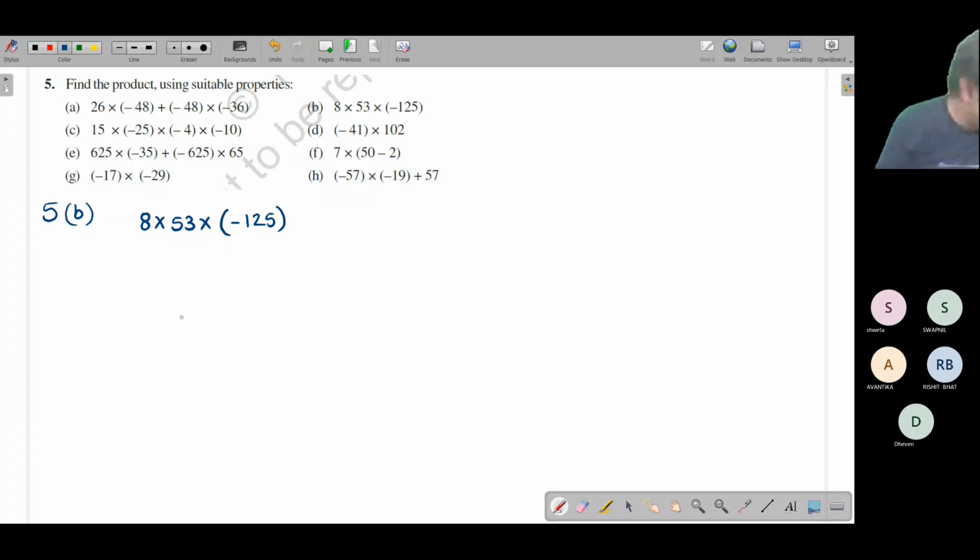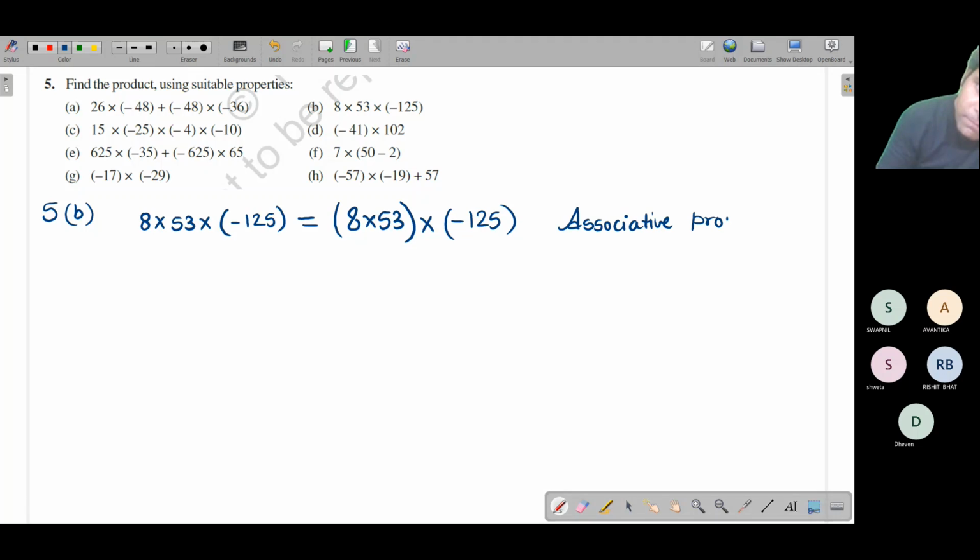Correct? Yes, sir. Now, which property can you use here? Associative. So the product of these numbers are associated with this. So 8 cross 53 inside a bracket, and this is multiplied with this minus of 125. We write here the associative property.